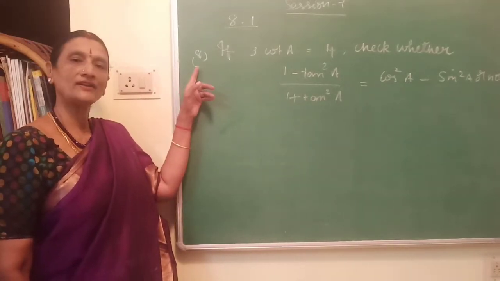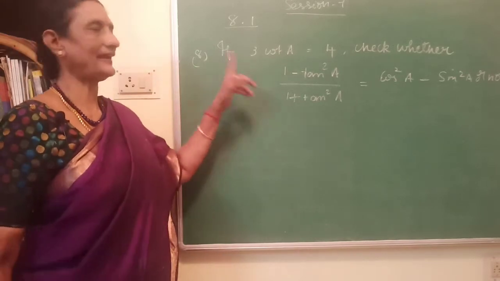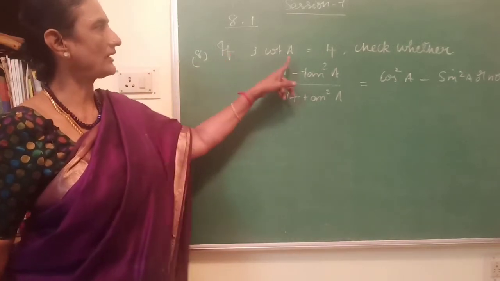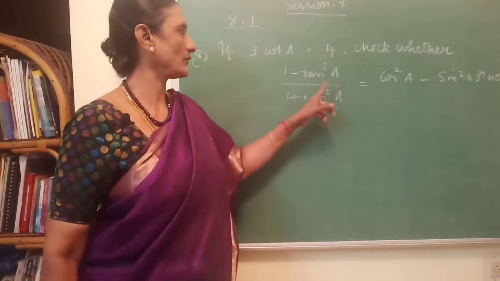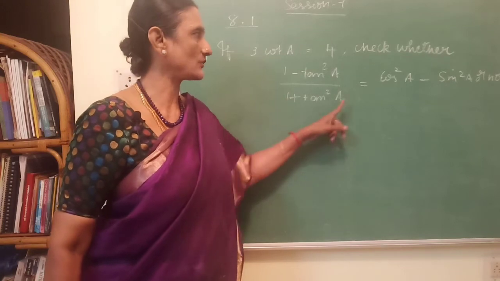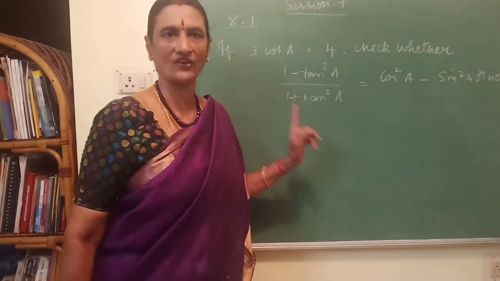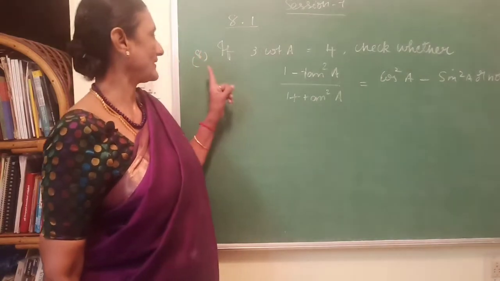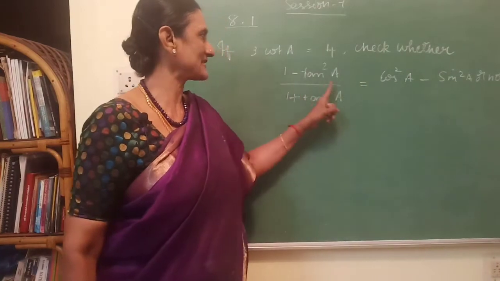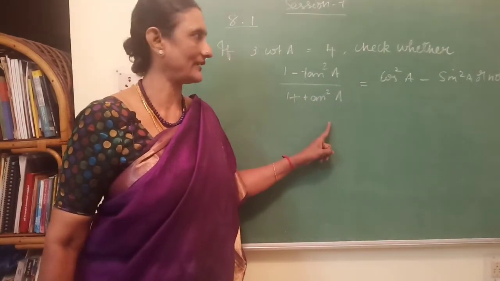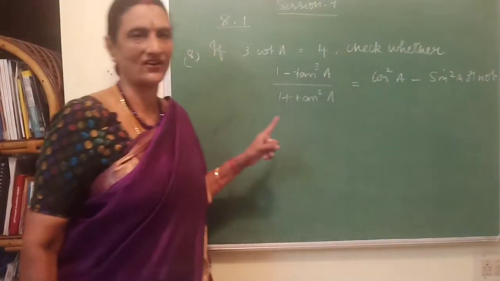So, we are moving to the 8th sum now. All of you please read the 8th sum. If 3 cot A is equal to 4, check whether 1 minus tan square A divided by 1 plus tan square A is equal to cos square A minus sin square A or not. This is the question. Once again, if 3 cot A is equal to 4, check whether 1 minus tan square A divided by 1 plus tan square A is equal to cos square A minus sin square A or not.